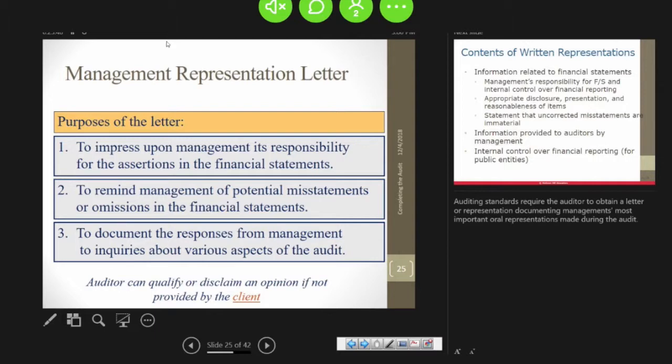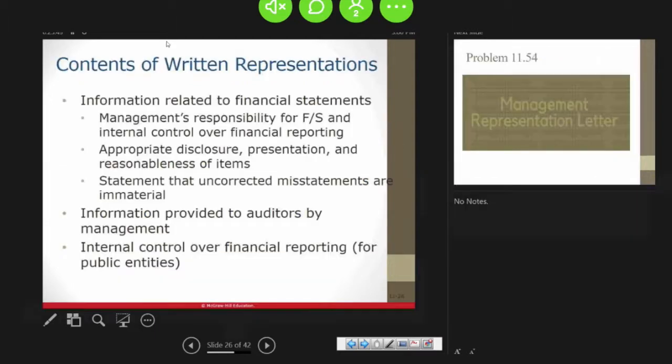So again, it's management taking responsibility for their role in the financial reporting process. Typically what you find in the rep letter is information about management's responsibility for the financial statements, basically saying that the disclosures are appropriate and reasonable, and that any errors or misstatements they are aware of have been corrected. And if they haven't been corrected, then they're immaterial.